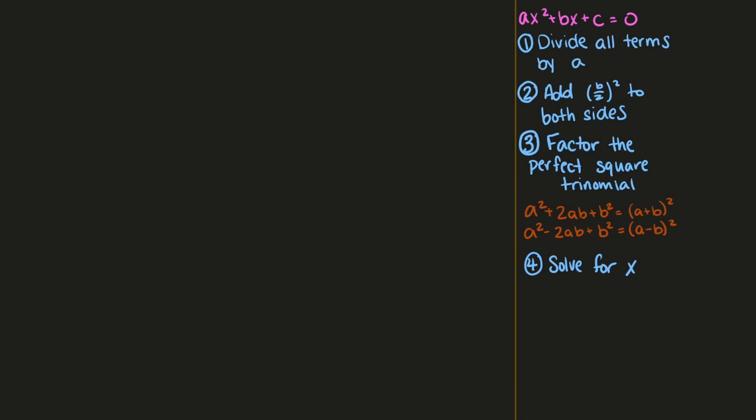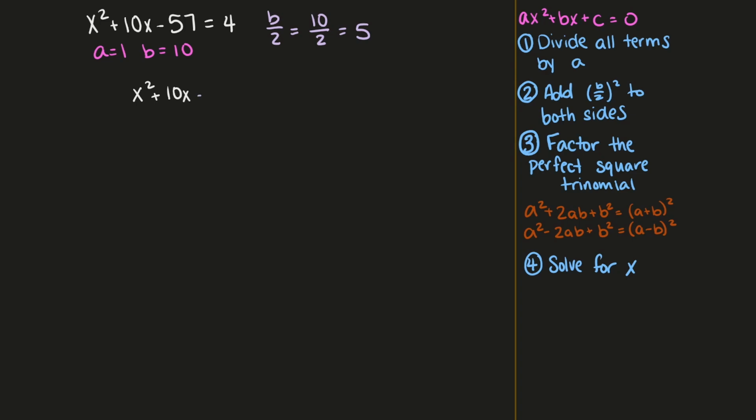And for our fourth example, we have x squared plus 10x minus 57 equals 4. We'll take the same steps. Our a is equal to 1 and our b is equal to 10. So b over 2 is going to be equal to 10 over 2, which is 5. This means when we add our b over 2 squared to both sides, we get x squared plus 10x plus 5 squared minus 57 equals 4 plus 5 squared. So this becomes x squared plus 10x plus 25 minus 57 equals 4 plus 25.